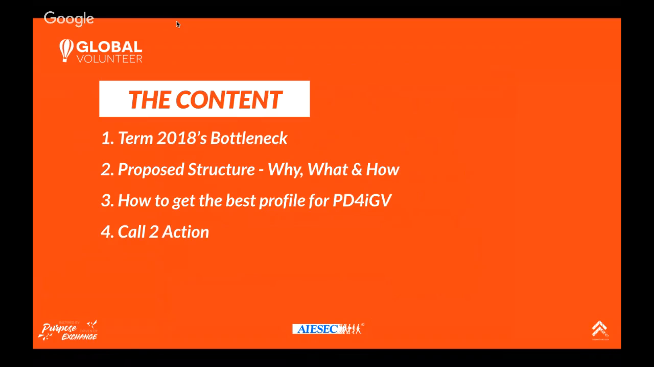After looking back at the data and the context itself, we're going to show you the proposed structures with a very clear picture of why, how, and what. Lastly, with the proposed structures, I'm going to bring you through what you need to take note of, what the key competency is, or the best profiles you can look for in this department. Last but not least, what is the call to action that you need to take from here as a VP PD for IGV, or even IGV, to make the best decision for the LC itself, especially in your term.